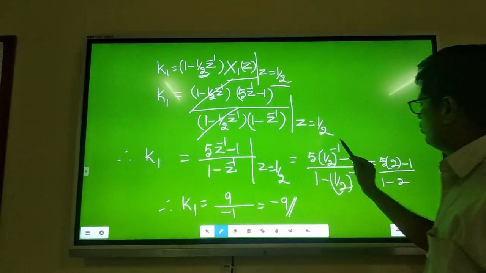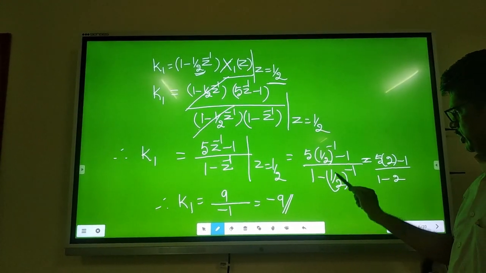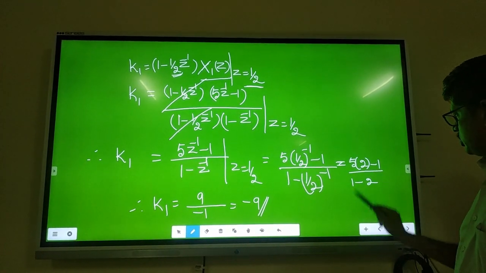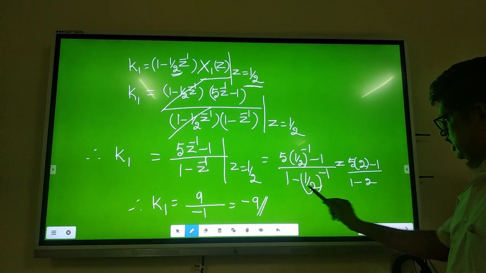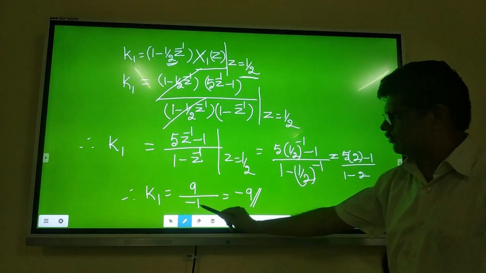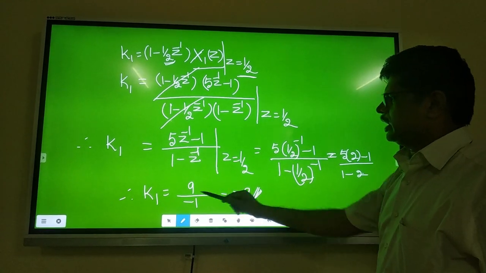Now, see the maths: (5 into (1 by 2) inverse minus 1) by (1 minus (1 by 2) inverse) is equal to 5 into 2 goes up, 5 into 2 is 10, 10 minus 1 is 9. Then denominator 1 minus 1 by 2, 2 goes up, that is 2, 1 minus 2 is minus 1. Therefore, K1 is equal to minus 9.